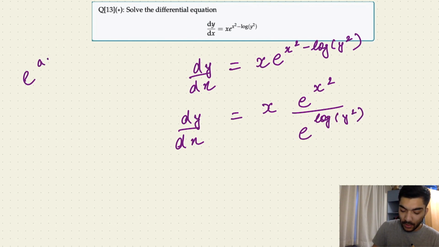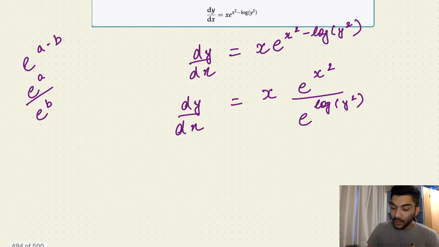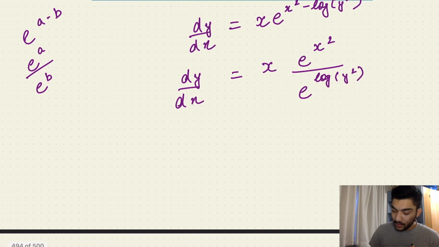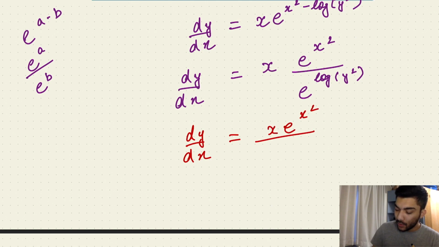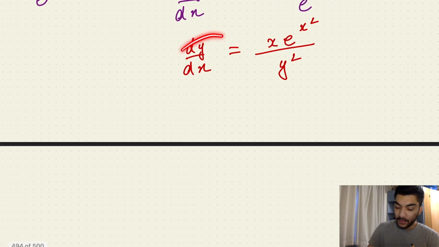Because e to the power a minus b is basically e to the power a upon e to the power b, right? And now you know that this expression, e to the power log y, is basically y square. So now this would be dy by dx equals x e to the power x square upon simply y square. And now we can easily solve this differential equation over here by separation.